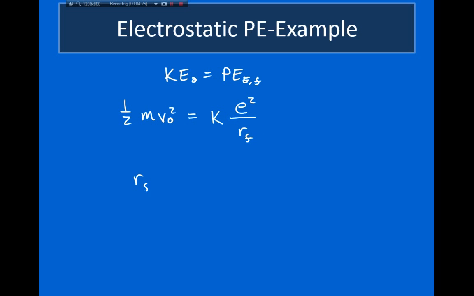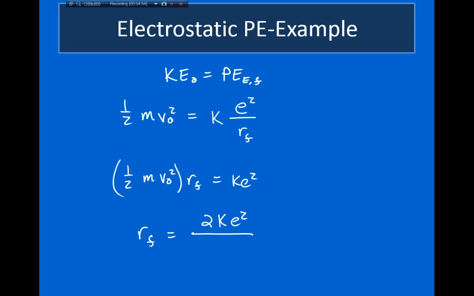So I see that R final is going to be equal to, so I'm going to multiply the R final over here. Actually, let me not skip any steps. So I'm going to multiply R final over to the left side, so we'll have 1/2 m v initial squared times R final is equal to K e squared. And so I'm going to divide off the 1/2 m v naught squared. So R final is going to be equal to 2K e squared divided by m v naught squared.